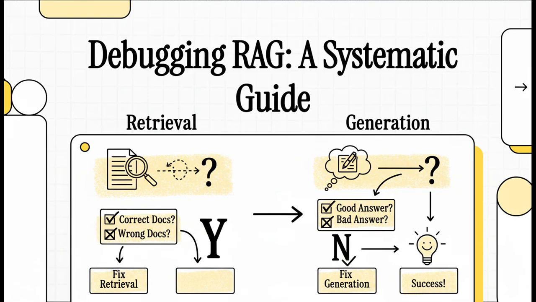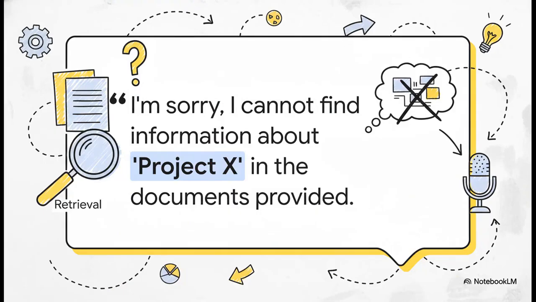If you've ever built a RAG system, you definitely know this feeling. You ask a simple question, you know the answer is buried in your documents, and you get back, well, a totally useless response. It's so frustrating. But debugging it doesn't have to be a nightmare. Today, we're going to turn that frustration into a clear, systematic process for finding the problem and, more importantly, fixing it fast.